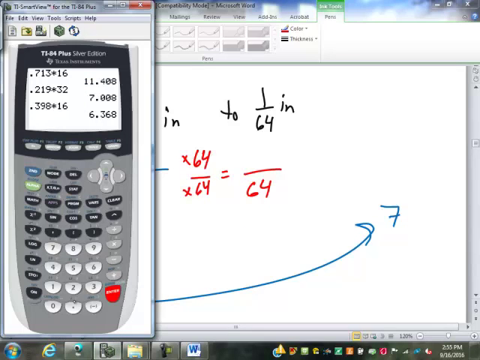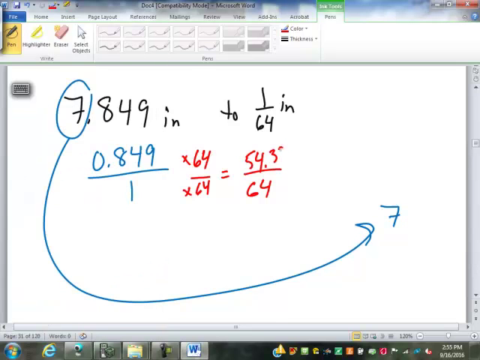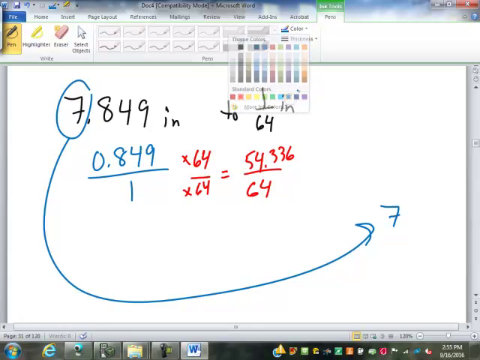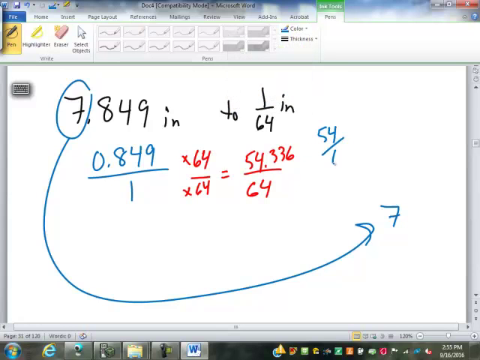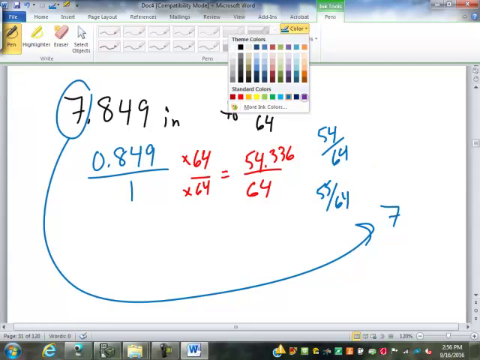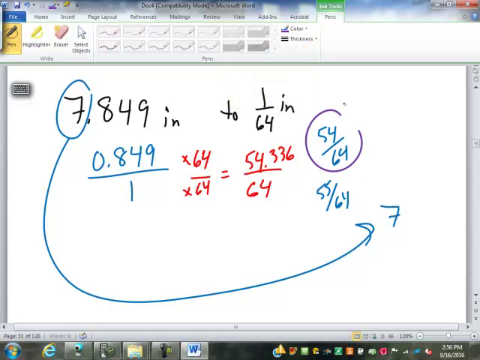So 0.8449 times 64, 54.336. And of course, that is going to be between 54/64 and 55/64. Closest to which one? 54. Am I going to leave it as 54? No, we're going to divide it by 2. 54 divided by 2 is 27. 64 divided by 2 is 32. So that is 7 and 27/32 of an inch.